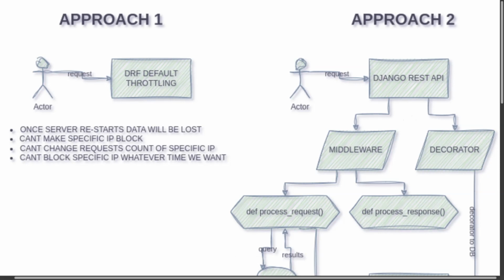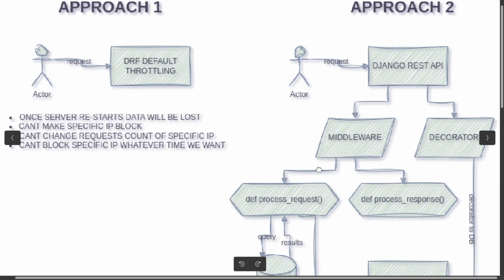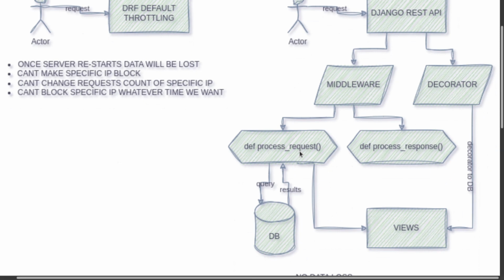The second approach is using the middleware and the decorator. For this I will go with the middleware. In the middleware we can go with process request, or we can go with process response. After computing the heavy operations in the views and then deciding whether to send the response to the user or not doesn't make sense, so I will go with process request. In process request, first we check in the DB whether the particular IP address has reached the maximum request count or not. If it hasn't, we send the request to the views. If it has reached the maximum request count, we send forbidden as a response.